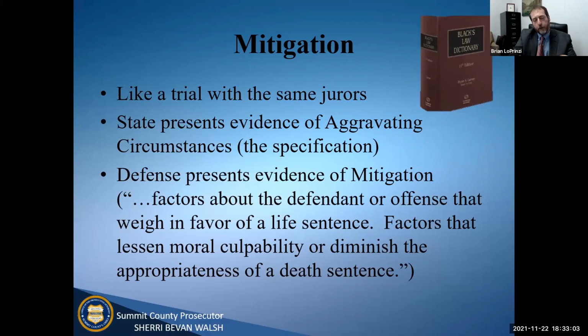Now, obviously, we've heard a lot recently and publicly about people with mental health issues and things of that nature. There's a certain level that you cannot be subject to a death sentence if you are intellectually disabled. So that's not an option. These are people who are not intellectually disabled, but may have some other factors that might prove to be somewhat mitigating. They lessen the appropriateness of a death sentence. And as you can see, they use terms like factors that lessen the moral culpability or diminish the appropriateness of the death sentence.